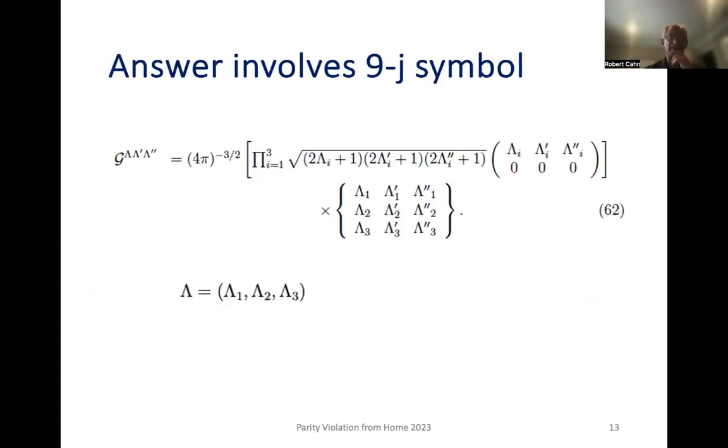And we did it. And here's the result that you find. And that funny thing in brackets here with 9 values in it is called the 9J symbol. And this is the result of that calculation. We have 3 different lambdas, and each lambda has 3 components. So altogether, we have 9 pieces. They fit in here very nicely and very symmetrically.